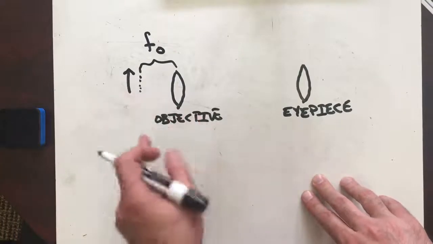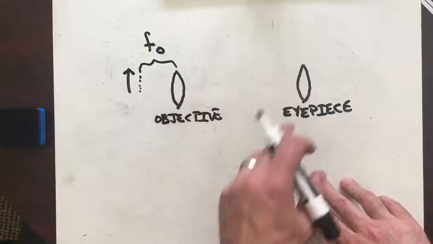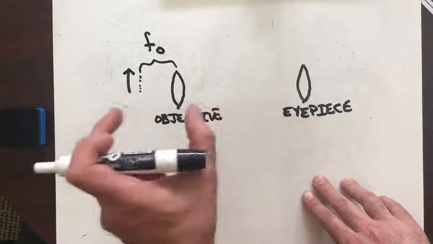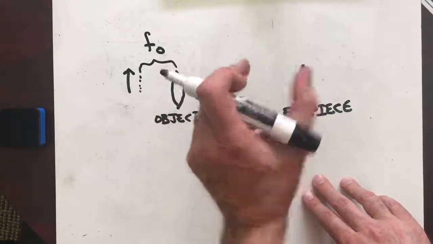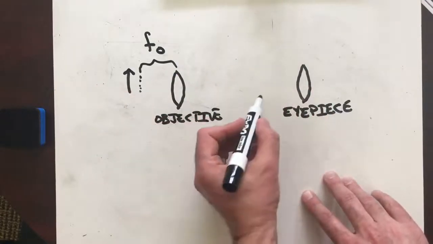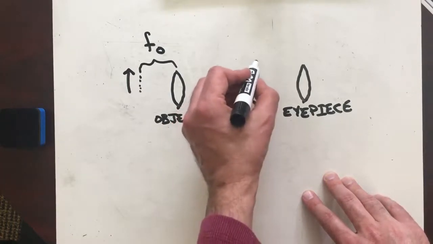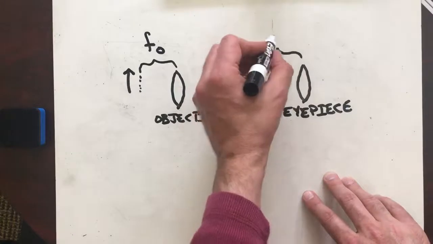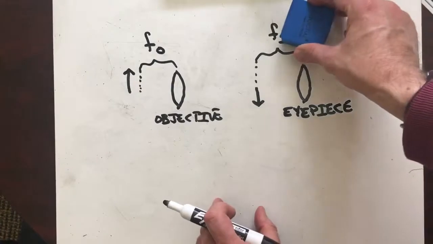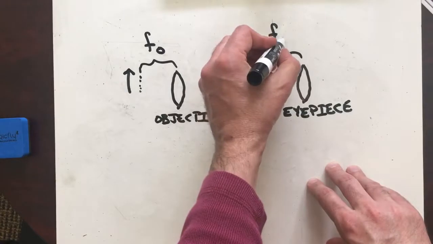This is going to create an image some distance away from the objective, well past the focal length of the objective. And what we want to do is adjust where the eyepiece is so that this image that's created is right at the focal length of the eyepiece. So if the image of the arrow is right here, then the eyepiece is placed so that that is the focal length of the eyepiece.